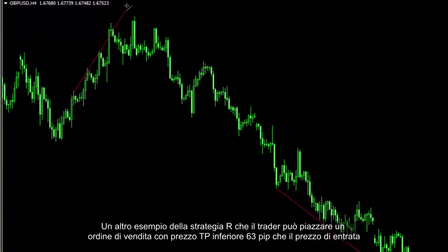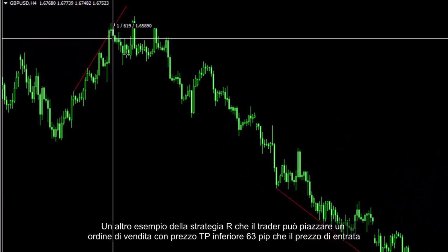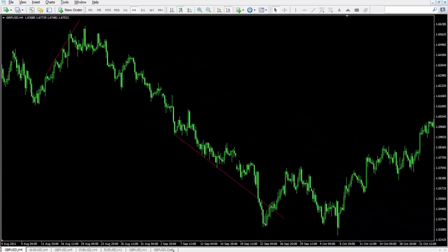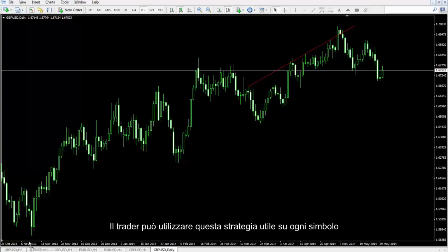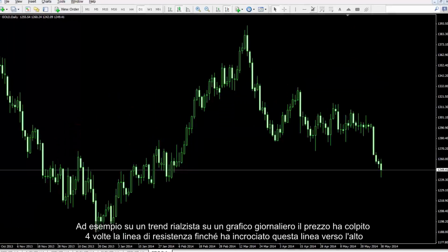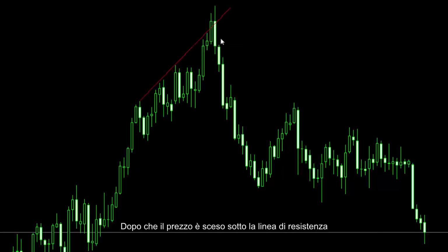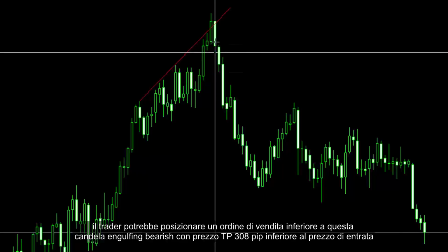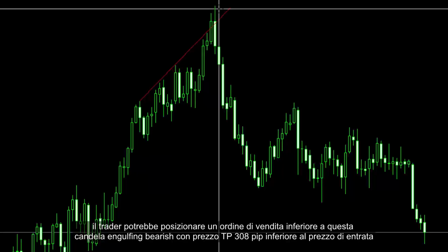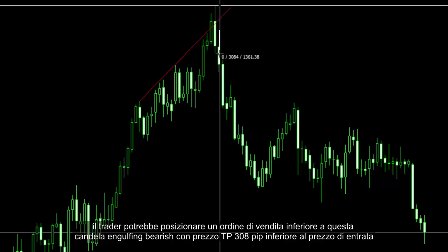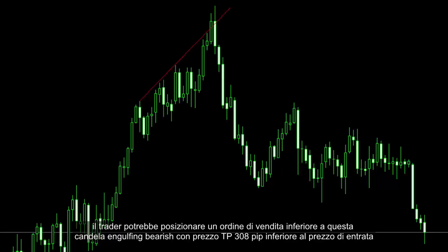Another example of the R strategy that a trader could place a sell order with TP price 63 pips lower than the entry price. A trader can utilize this strategy on every symbol. For example, an uptrend on a daily chart. The price has hit the resistance line 4 times until it crossed this line towards the top. After the price has fallen under the resistance line, a trader could place a sell order lower than this bearish engulfing candle, with TP price 308 pips lower than the entry price.